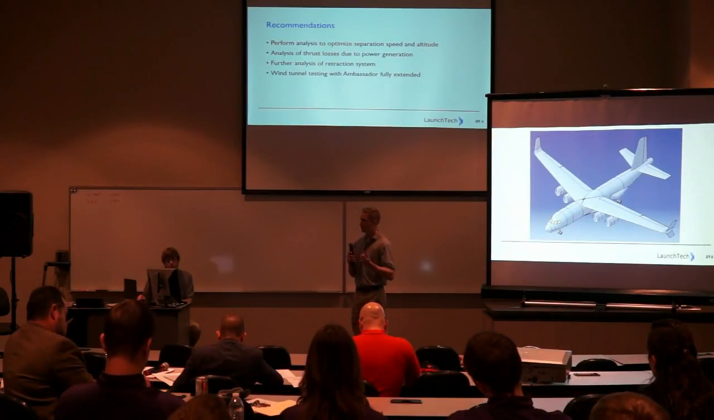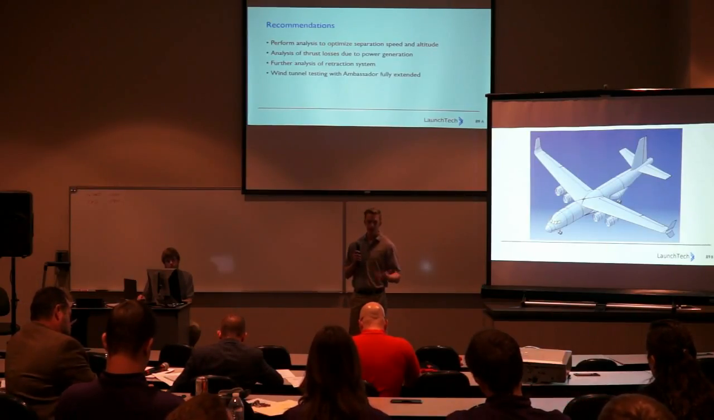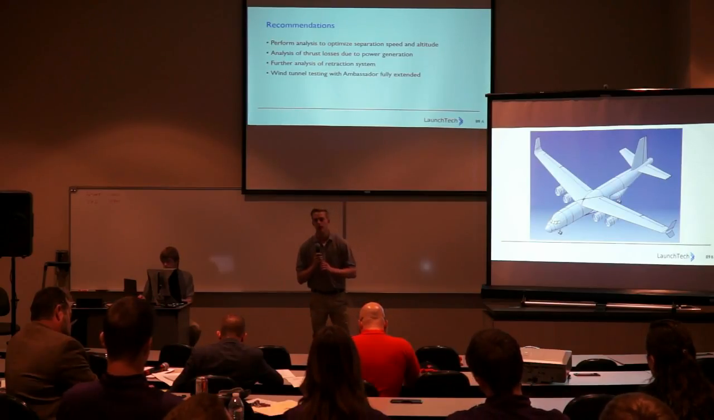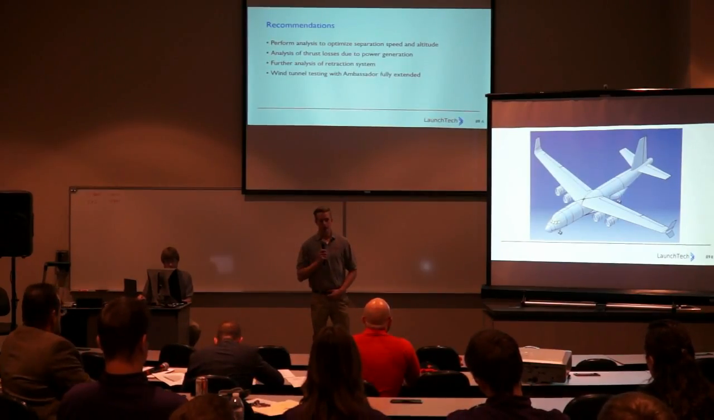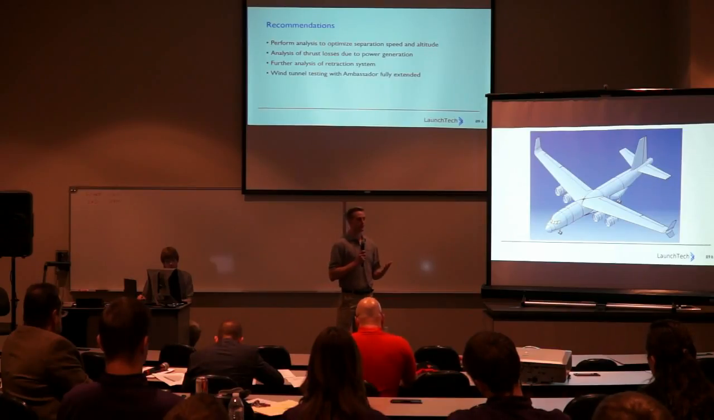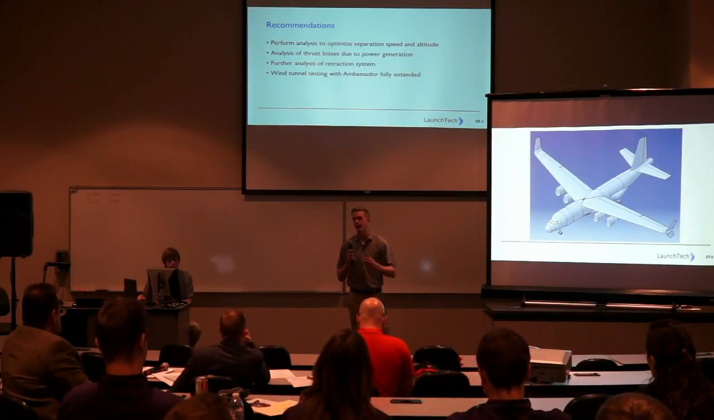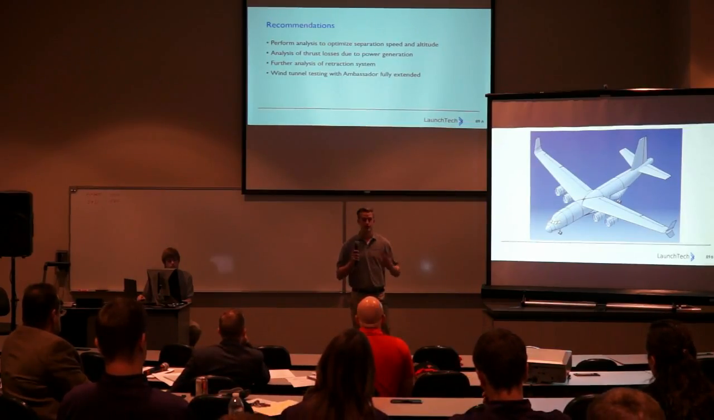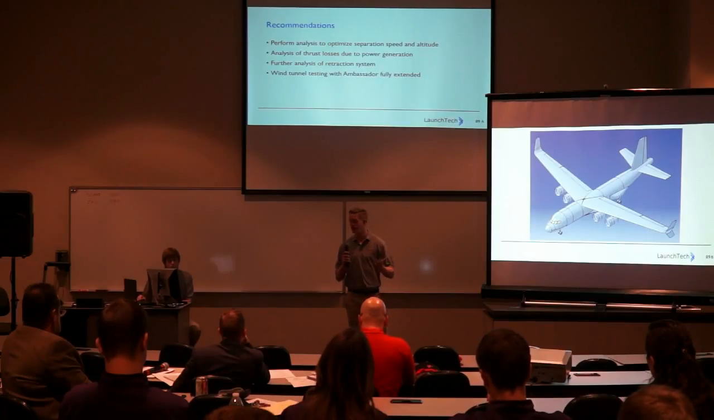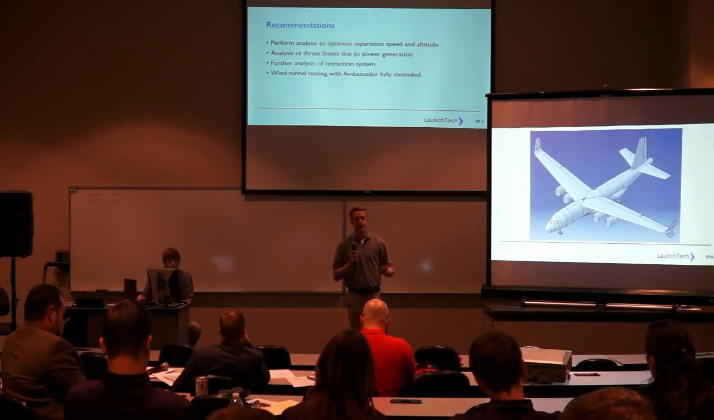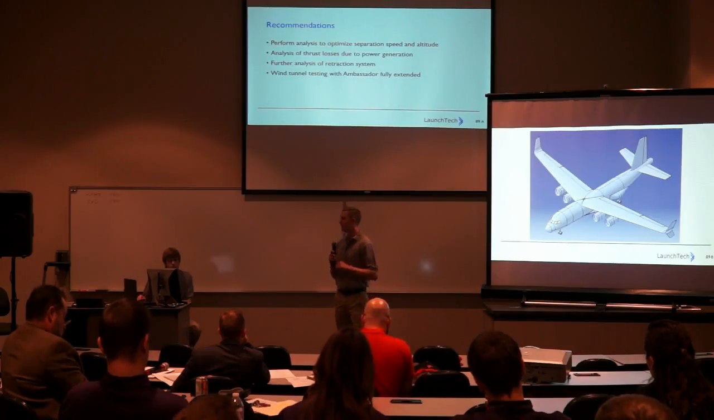First, we recommend that we perform an analysis to optimize the separation speed and altitude. We are capable of meeting the requirement to fly at 60,000 feet, but it does require, like stated, the large engines and a large wing. So we just want to verify that the extra costs associated with these engines and the large manufacturing and material costs of a large wing are indeed offset by the savings of taking Ambassador up to that high altitude.